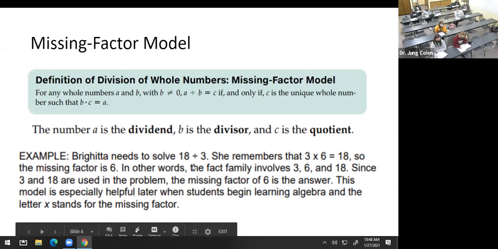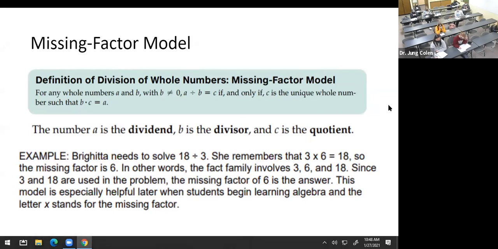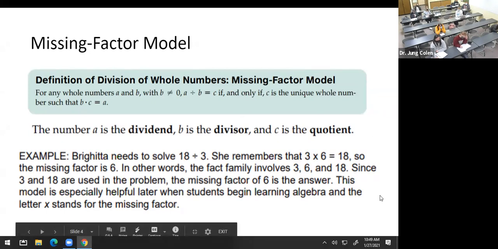Rita needs to solve 18 divided by 3. She remembers that 3 times 6 is 18. So the missing factor is 6. In other words, the fact family involves 3, 6, and 18, right? We talked about this when we were working on addition and subtraction. We can use the same idea for multiplication and division. Since 3 and 18 are used in the problem, we know the missing factor is 6.